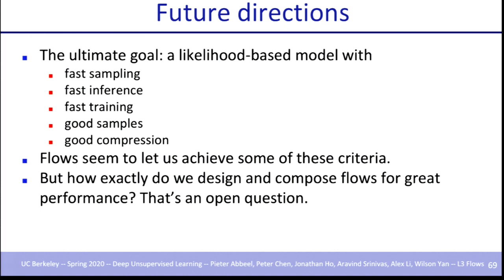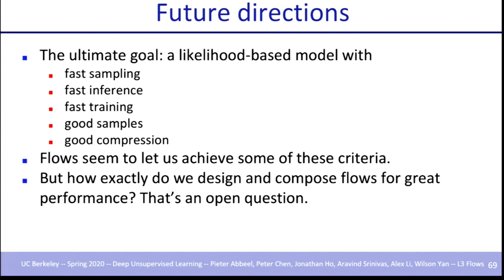Just like in supervised learning, when we saw the history of ImageNet from hand-designed features to AlexNet to VGG, and then later ResNets, now EfficientNet and so forth, all of these are neural net architecture innovations that made the performance a lot better. And likely in flows, there are going to be interesting ideas you can play around with that make it better.